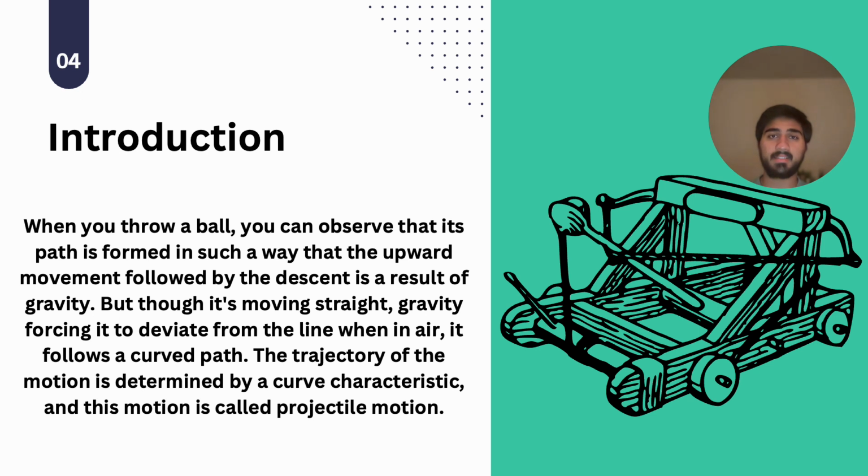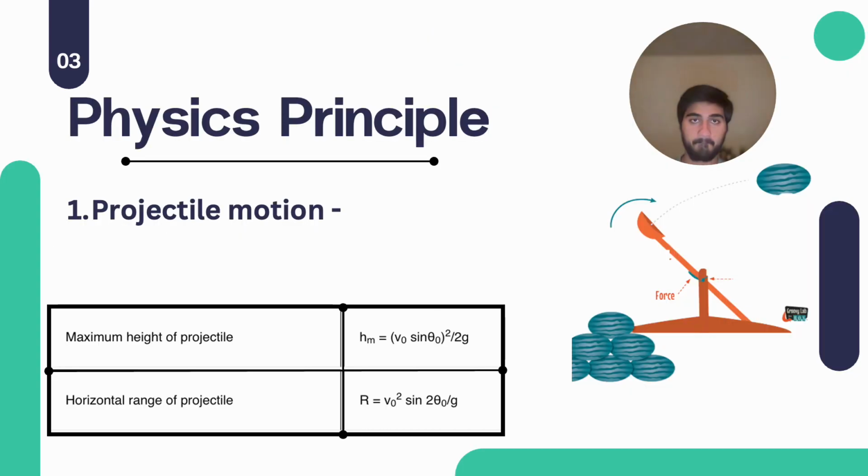Catapults are an excellent example of applying fundamental physics principles such as projectile motion. For example, when you throw a ball, you can observe that its path is formed in such a way that the upward movement followed by the descent is a result of gravity. Even though it's moving straight, gravity forces it to deviate from the line when in air, and it follows a curved path. This trajectory of the motion is determined by a curve characteristic, and this motion is called projectile motion.